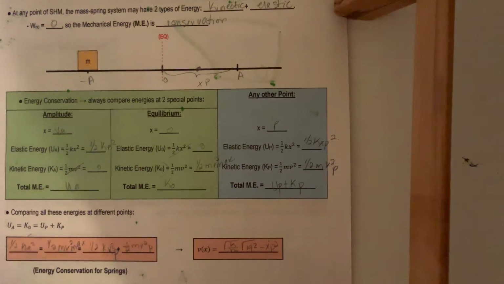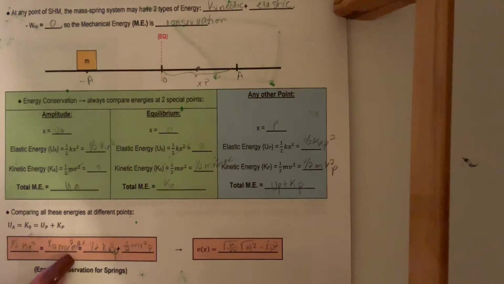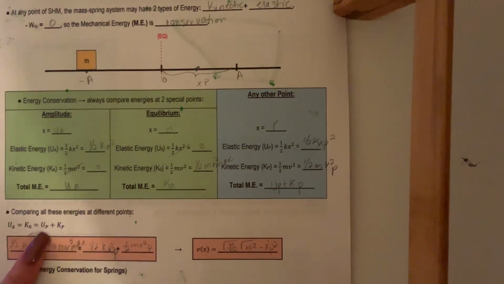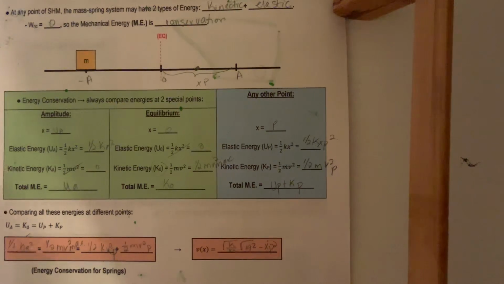1/2 kA to the second power. The kinetic energy, which is 1/2 mass times velocity to the second power, v max to the second power. UP, which is the elastic energy but at any given point.